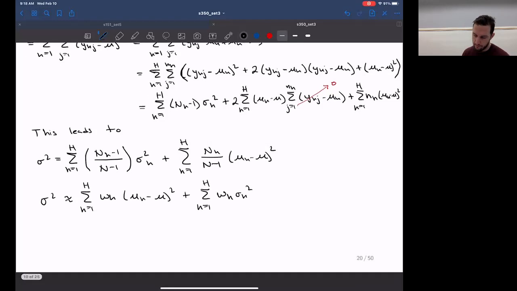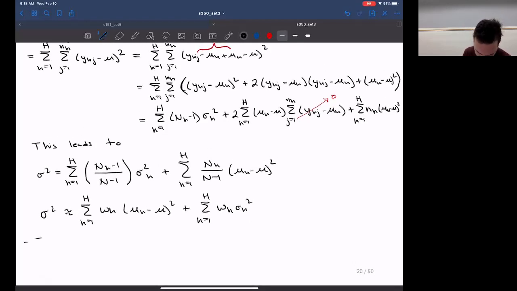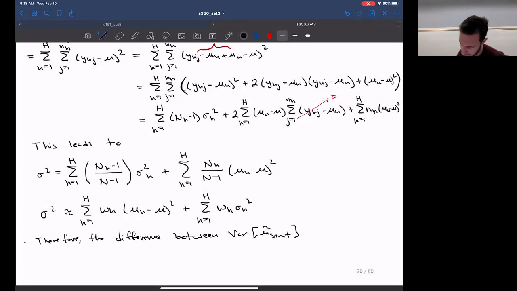Okay. So therefore, we can then say, the difference between the variance of mu tilde strat and the variance of mu tilde is proportional to the sum h equals 1 to capital H of w_h mu_h minus mu squared.